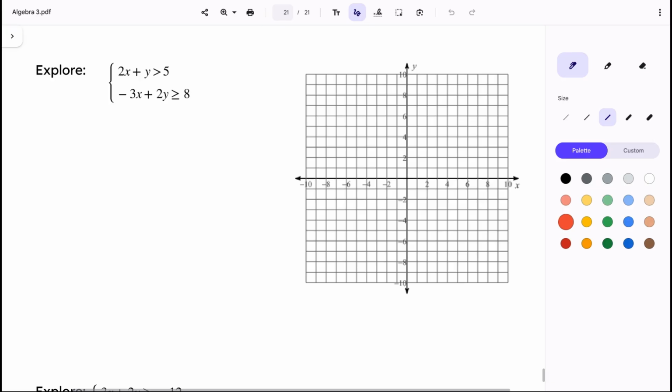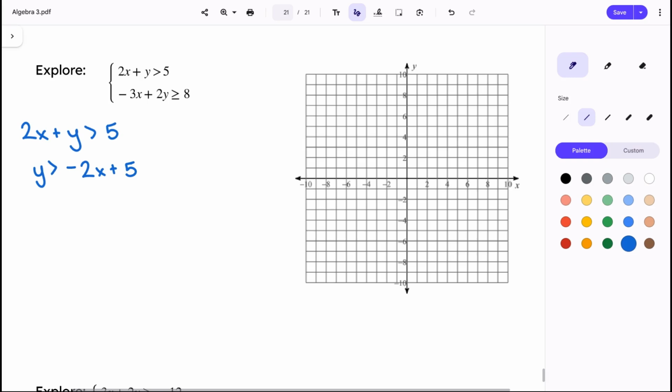I'm still going to solve these both for y, because I like it to be in that form. I think it makes it a little bit easier for me to graph. So if I start with my 2x plus y is greater than 5, what would you guys do first to solve this for y? Yep, just subtract the 2x. We have y is greater than negative 2x plus 5. Okay, we should be able to graph this line.